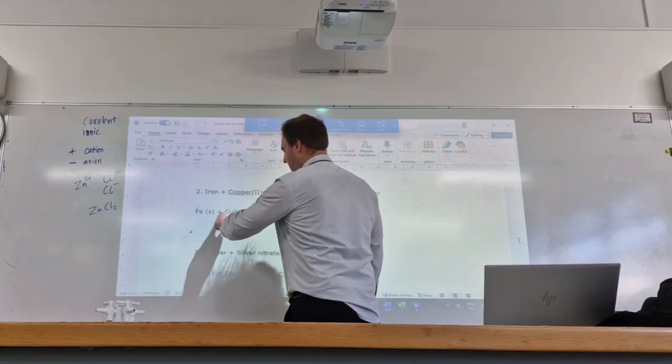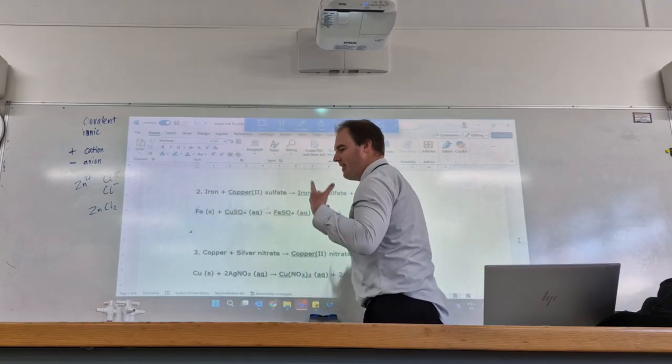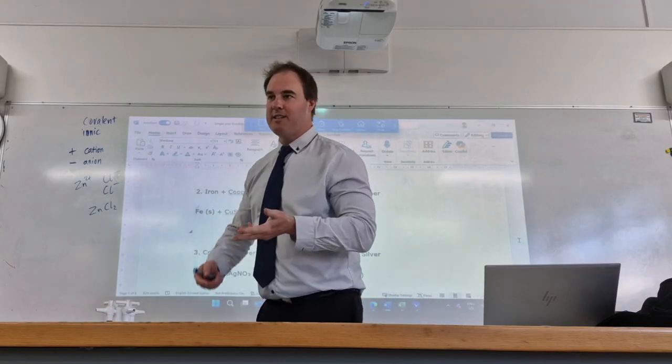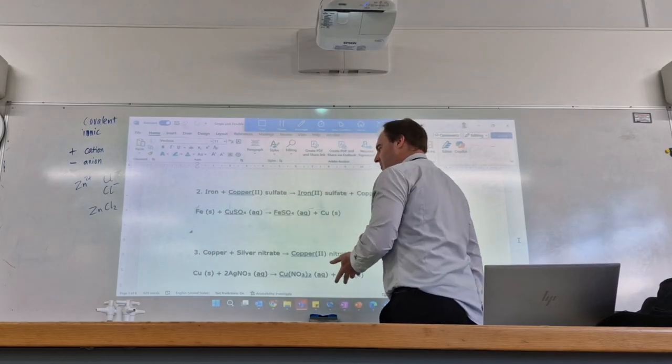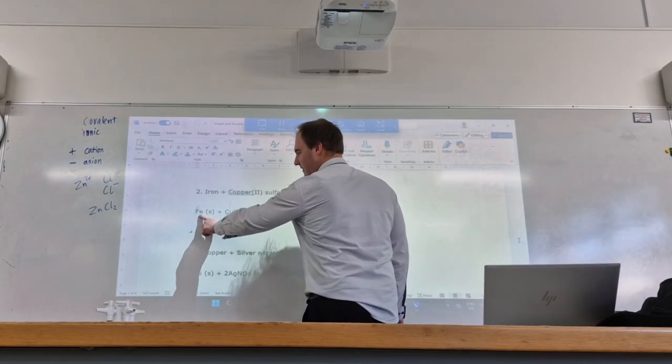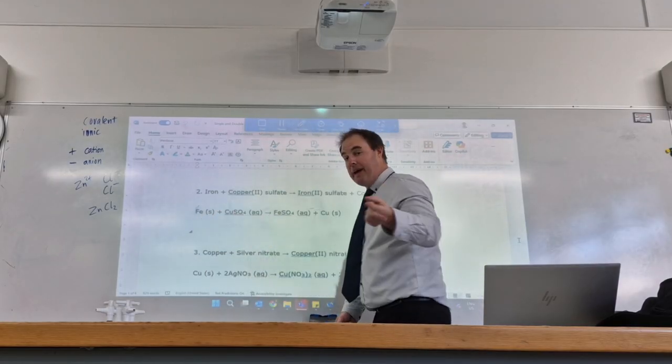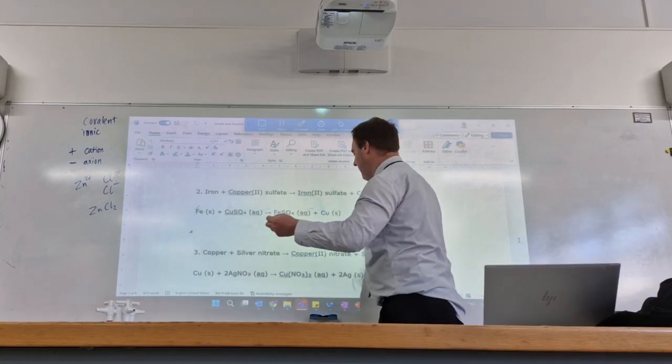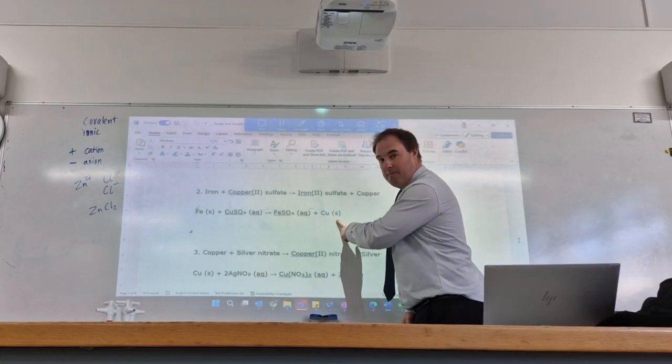I'll just remind you about these states of matter as well. In Year 7, we teach you that there's solid, liquid, gas, and maybe even plasma. In chemistry, we have solid, liquid, gas. In fact, here is a solid. So that tells you that it would be a piece of iron that you can actually pick up. And here, it's solid copper being produced.